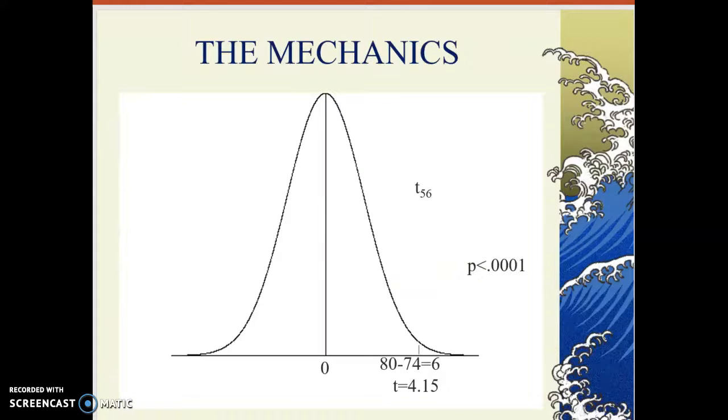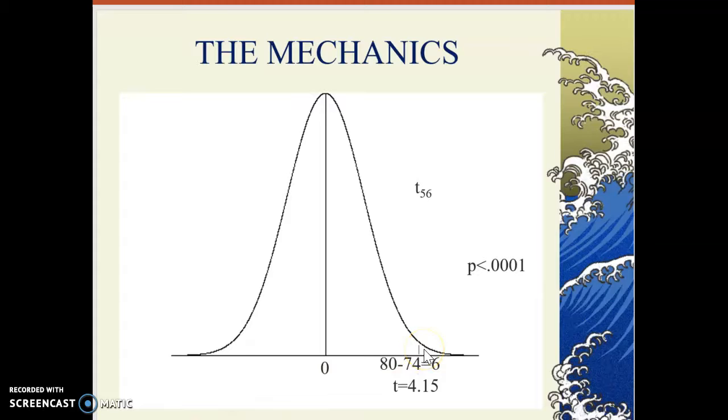Anyway, the other thing that we always need to do is to draw a curve, and we would put our degrees of freedom. This is a t distribution based on 56 degrees of freedom. Mark your hypothesized mean, which in this case is the difference between the two means. That would be the center of our distribution. If we subtract our two means, we get 6. So this is where we would want to mark where we are with our samples. And this should be shaded in here to the right.